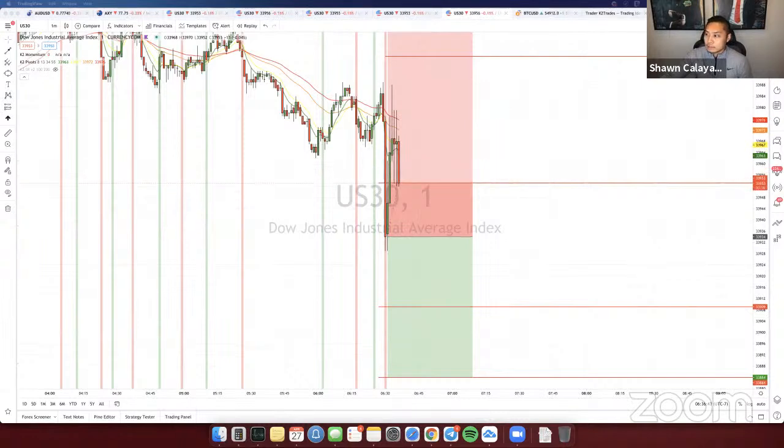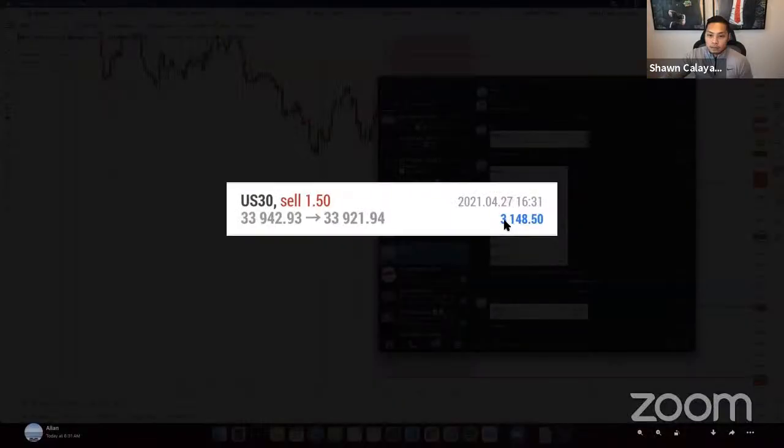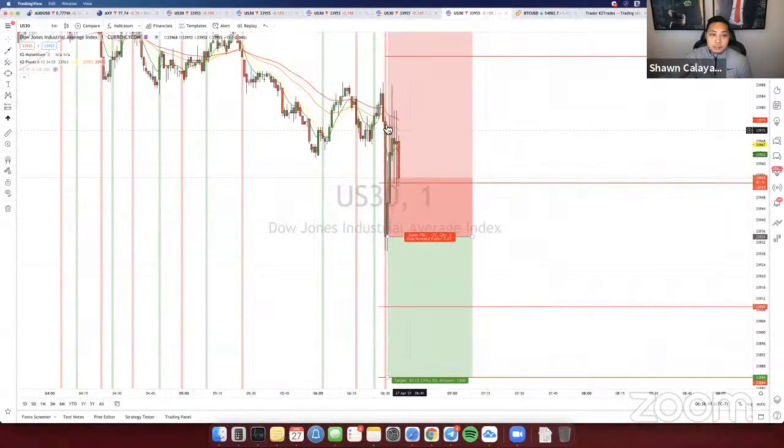Nice. So Alan over here took that sell right there. He locked in 3,148 right here. So he got in a little higher. That's why I was telling you guys to wait for it to come back down before you enter into this. I'm currently in the trade right now. I'm now back in profit, because I entered right here. So I'm in profit. It's coming back down as you speak.